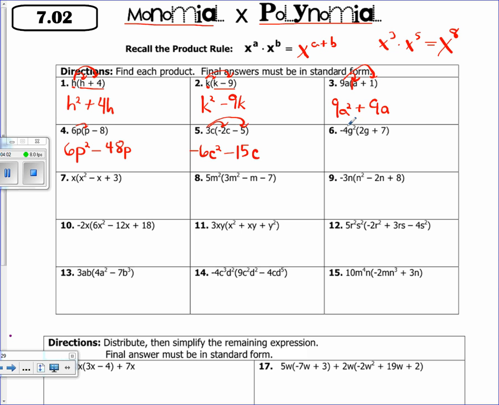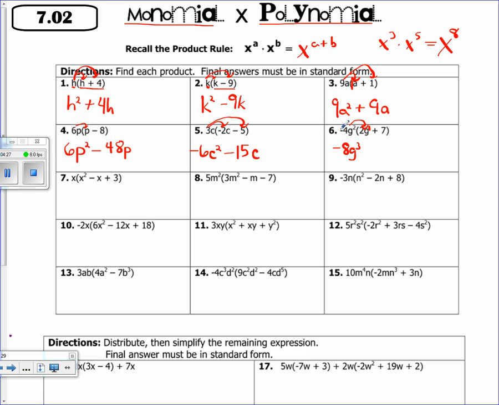Alright, now we're stepping up the game a little bit here. We're multiplying by negative 4g squared. So first distribute that to the 2g. So negative 4 times 2, that's going to give us negative 8. And now we have g squared times another g to the first, so a total of 3 g's. So g to the third power, or g cubed.